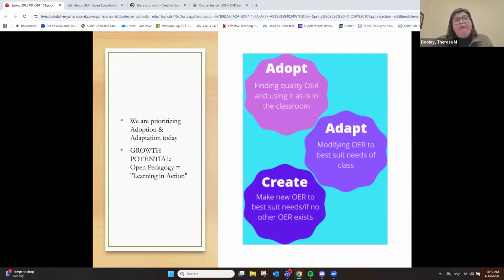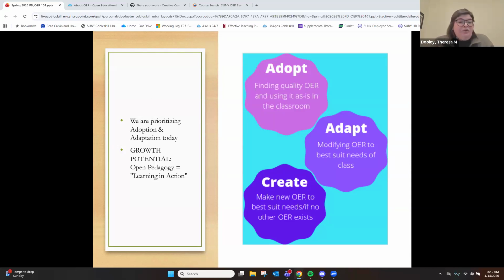All right. So when we talk about OER, at least today, I want us to focus on the adoption or the adaptation of existing resources. These are going to be the lowest lift for you, and it's going to happen much sooner. You don't have to do as much.